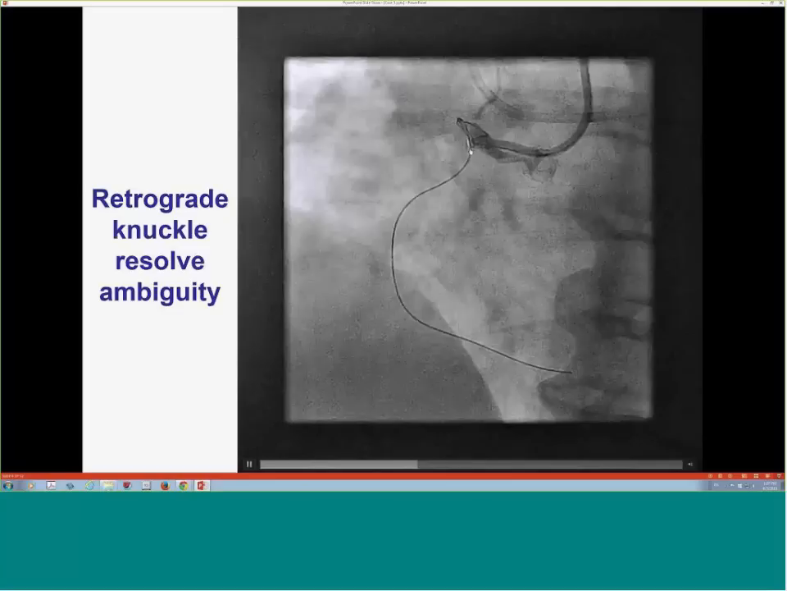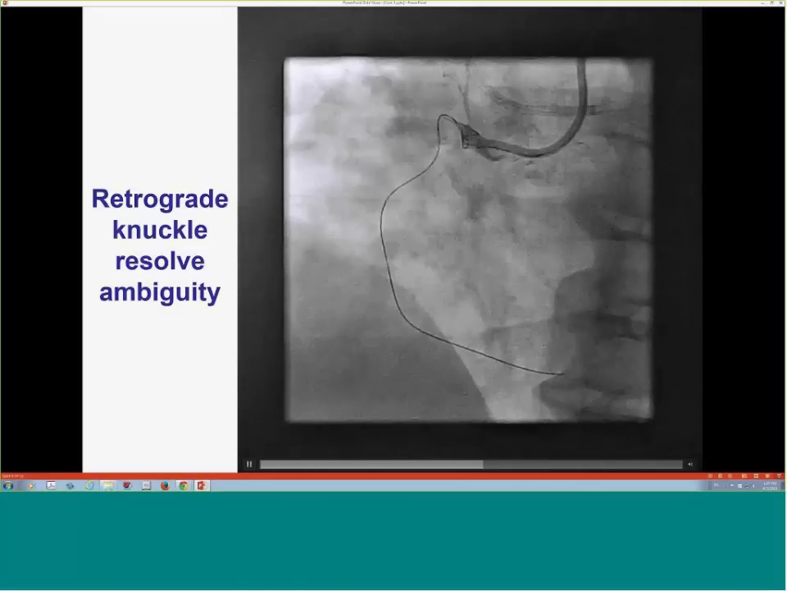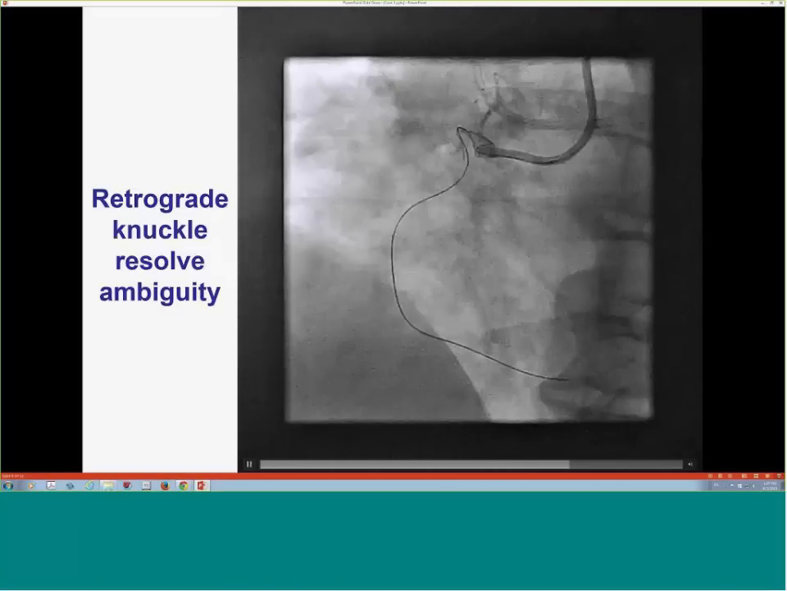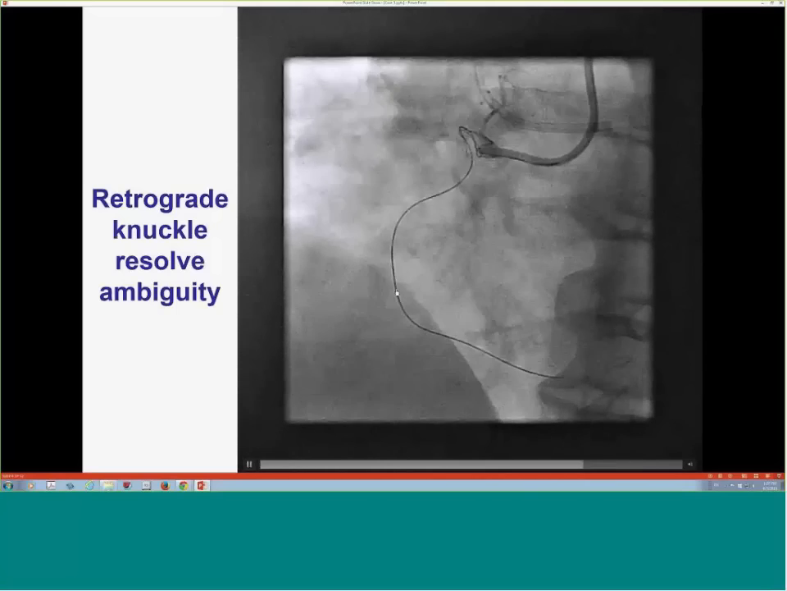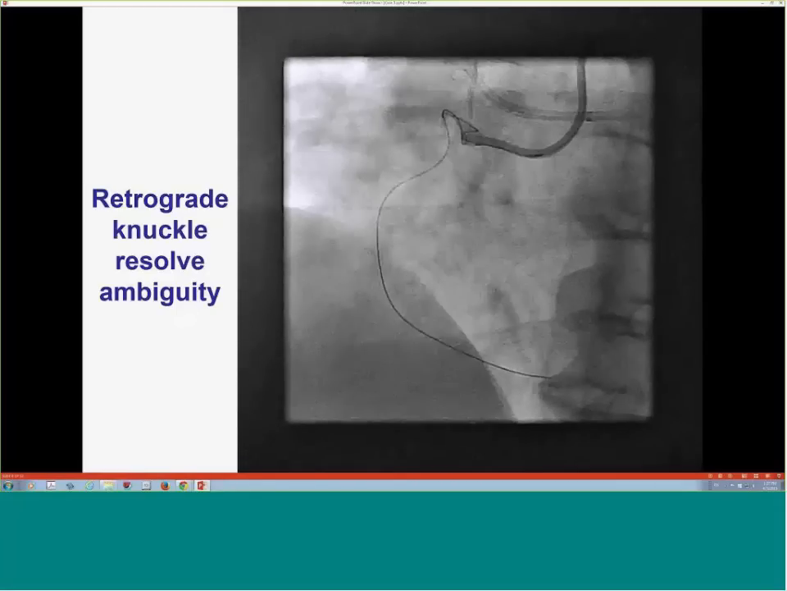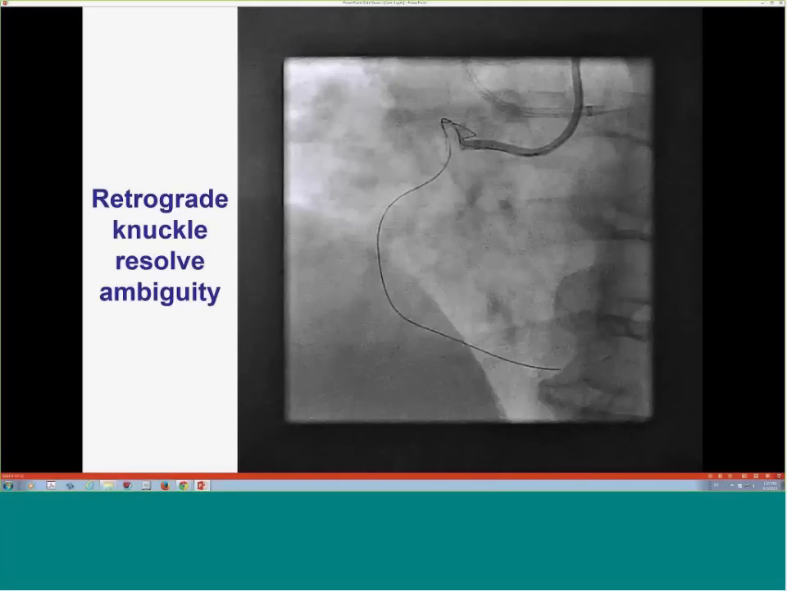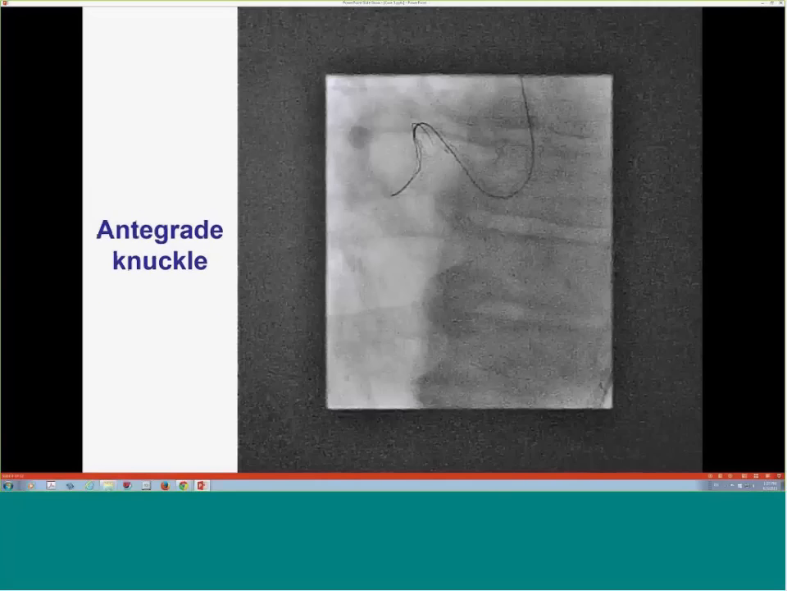So this vessel actually was very tortuous, and we had not appreciated it, but the vessel goes up and then takes another major bend, and then takes another bend going to the mid. So that's why antegrade was so hard, because I don't think we could appreciate exactly what the vessel architecture was. But with the knuckle, everything went very well.